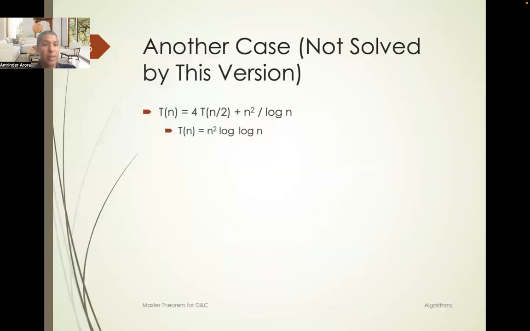There are some other cases where even if it has the right format of a and b, it still doesn't work, like this example here. Here we have T of n is equal to 4T of n by 2 plus n squared divided by log n. k is not allowed to be negative. So this is not solved by our version of the Master theorem. The right answer is n squared log log n, but you would have to compute it separately to confirm that this is not covered by the version of the Master theorem that we have covered here. What we have covered is where we have n to the power c log to the k of n, but both of those are supposed to be greater than or equal to 0. In this case, k is kind of negative because log n is getting divided. So it's not handled here.